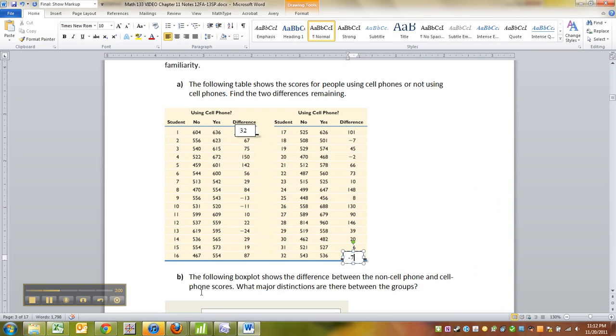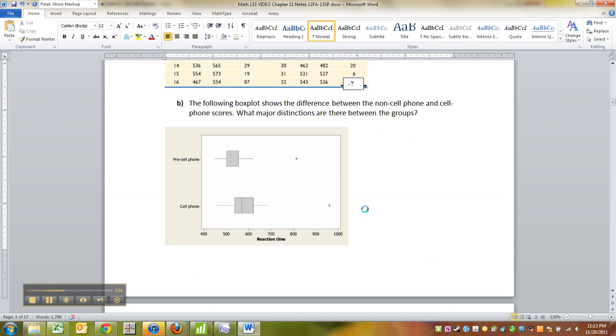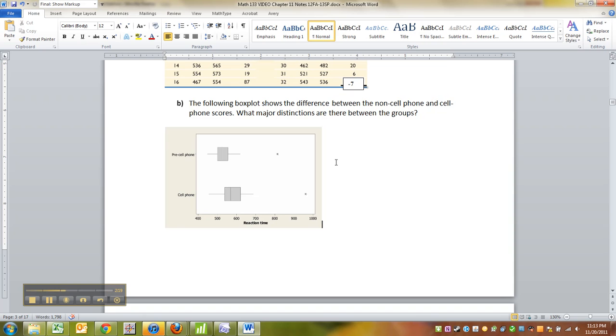All right, so the following box plot shows the differences between the non-cell phone group, there it is, right, and then the cell phone group. What major distinctions are there between the groups? Okay, well, we can see that both have an outlier, so somebody apparently is not very good at doing this task, right? The cell phone group is much higher than the non-cell phone group.